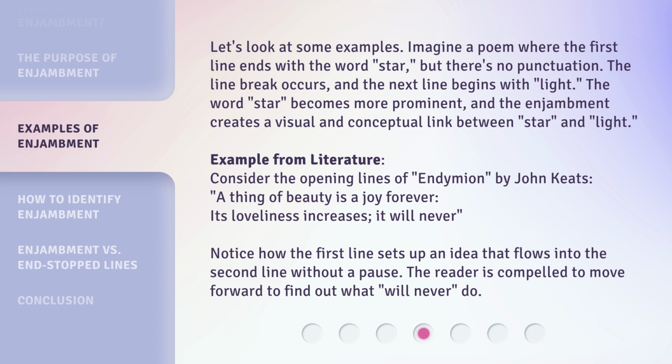Example from literature. Consider the opening lines of Endymion by John Keats. A thing of beauty is a joy forever. Its loveliness increases, it will never. Notice how the first line sets up an idea that flows into the second line without a pause. The reader is compelled to move forward to find out what will never do.